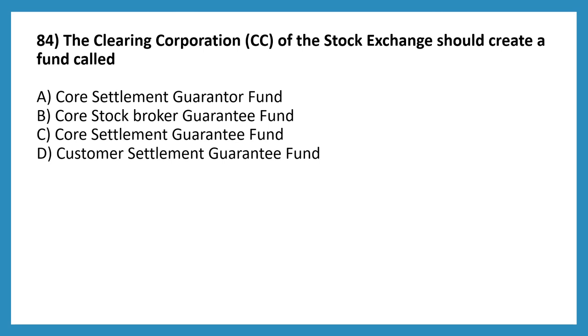The clearing corporation of the stock exchange should create a fund called option A, core settlement guarantor fund. Option B, core stockbroker guarantee fund. Option C, core settlement guarantee fund. Option D, customer settlement guarantee fund. The correct answer is option C, core settlement guarantee fund.